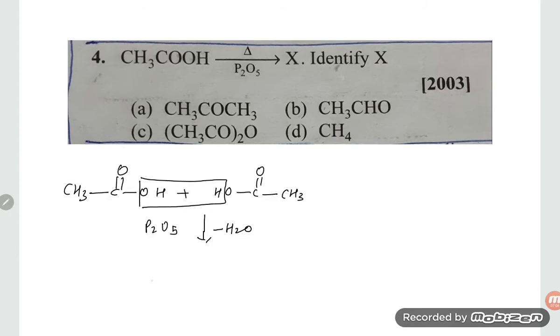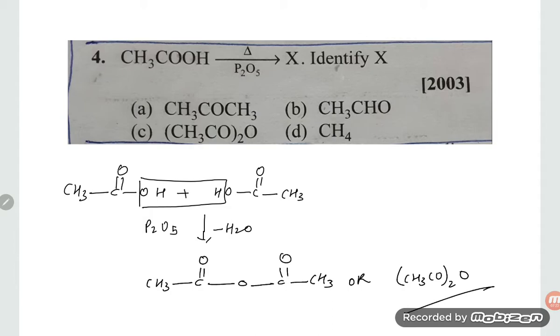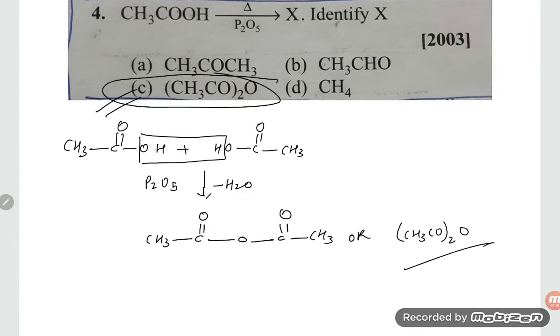So the compound it is going to give is, students, CH3 C double bond O, here is O, and C double bond O and CH3. Or what we can write, students, is (CH3CO)2O. So this will be our required product. You can see option number C is the correct option, student, 4C.